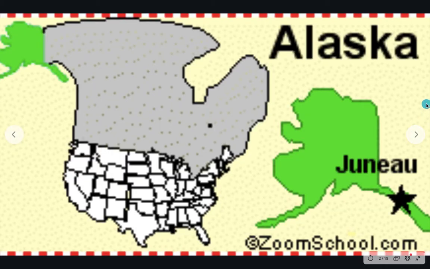So your first state is Alaska. The capital of Alaska is pronounced Juneau. And Alaska is located up here on the map. So here is where the cluster of all the United States are. And Alaska is kind of separated and kind of far away, but it is still considered one of the U.S. states.